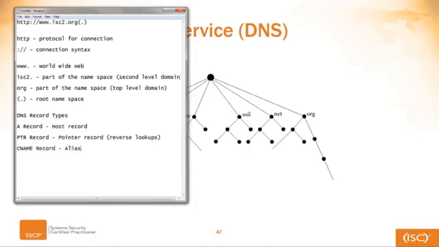A CNAME record is an alias record. An alias record would allow me to say that isc2.org is equal to Snoopy. And if I provide the name Snoopy, it should resolve and equal isc2.org. I didn't put isc2.org, rather than is2.org. You get the idea, right?